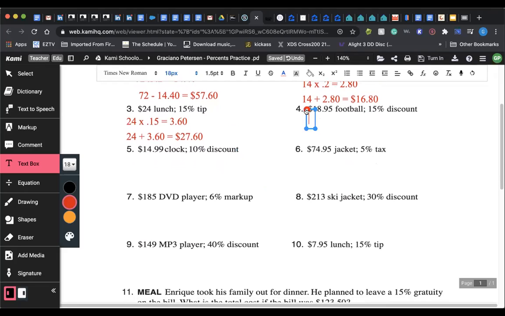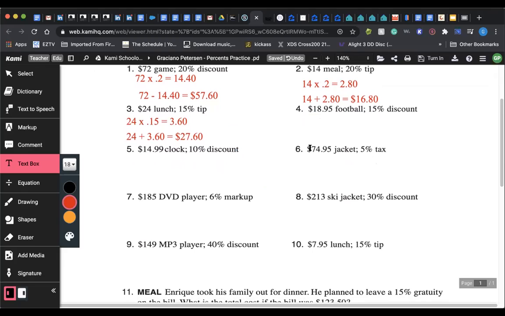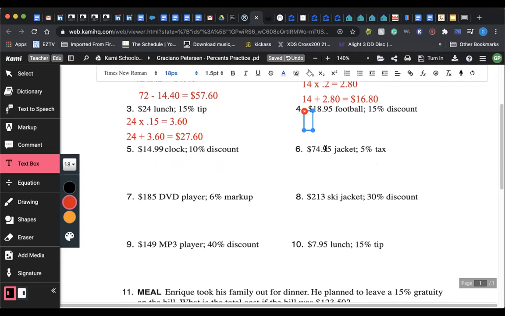All right. Number 4, I have an $18.95 football with a 15% discount. So just like with number 3, I'm just going to take that $18.95 and multiply it by 0.15. Got to do that math. What's that going to give me?